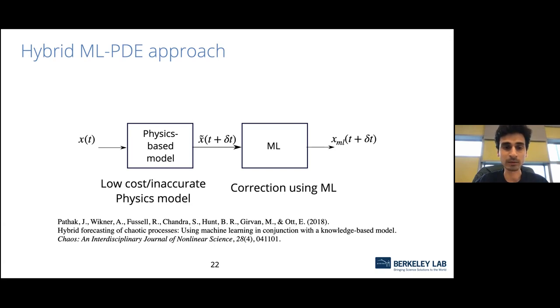So your low-cost physics-based model is essentially a reduced-accuracy, cheap model that is used for time stepping, which gives you an initial or preliminary estimate x tilde at t plus delta t, which is the forecast of the system at t plus delta t. And then you use machine learning on top of that to correct your estimate x tilde to give you an ML estimate of the corrected state at t plus delta t. And the hope is that the combined machine learning and physics-based model is either as accurate or more accurate than a high-cost or accurate physics-based model.